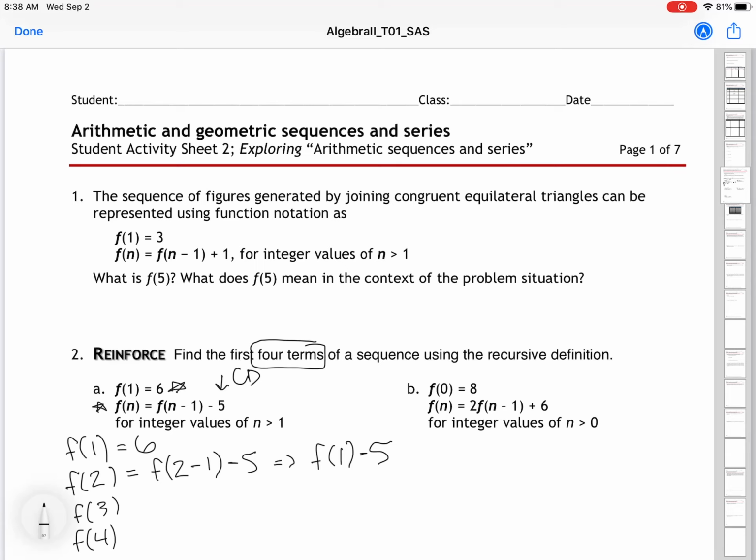Minus 5. Now, this is the recursive definition. You have to go back to the previous term to find my answer. So I'm looking for this f of 1 right here. F of 1 is 6. So I'm simply saying 6 minus 5 equals 1.